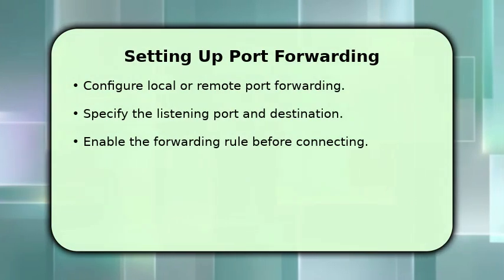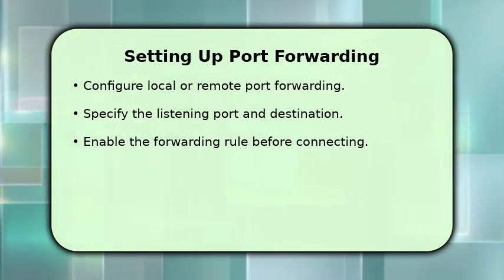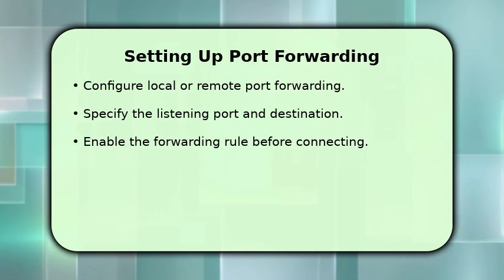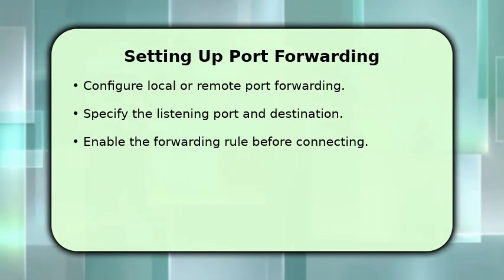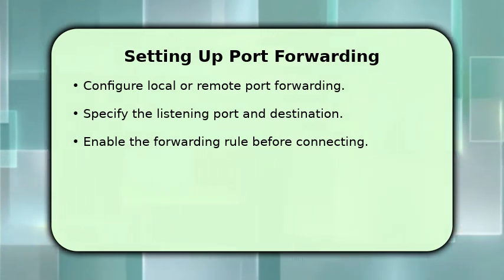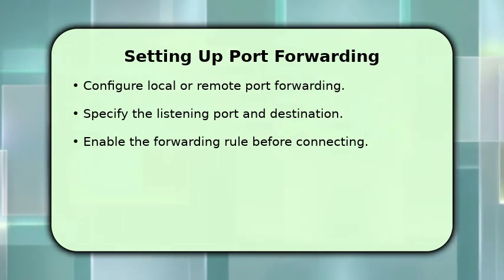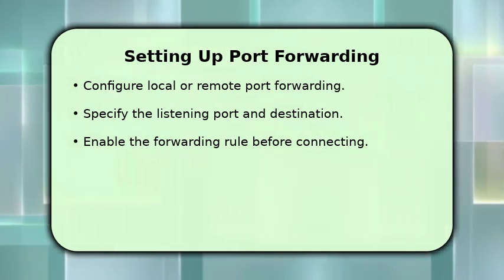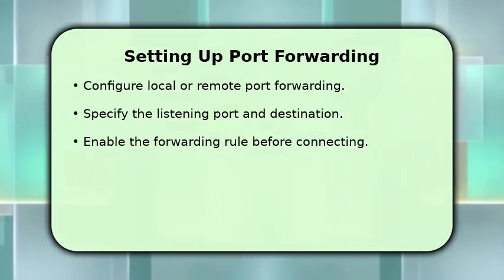Many users leverage Bitvise for port forwarding. To set this up, go to the C2S or S2C forwarding tabs. Here, you can configure local or remote port forwarding rules. You'll need to specify the listening port on your local machine and the destination host and port on the remote server. Remember to enable the forwarding rule before attempting to connect, ensuring your traffic is routed correctly.